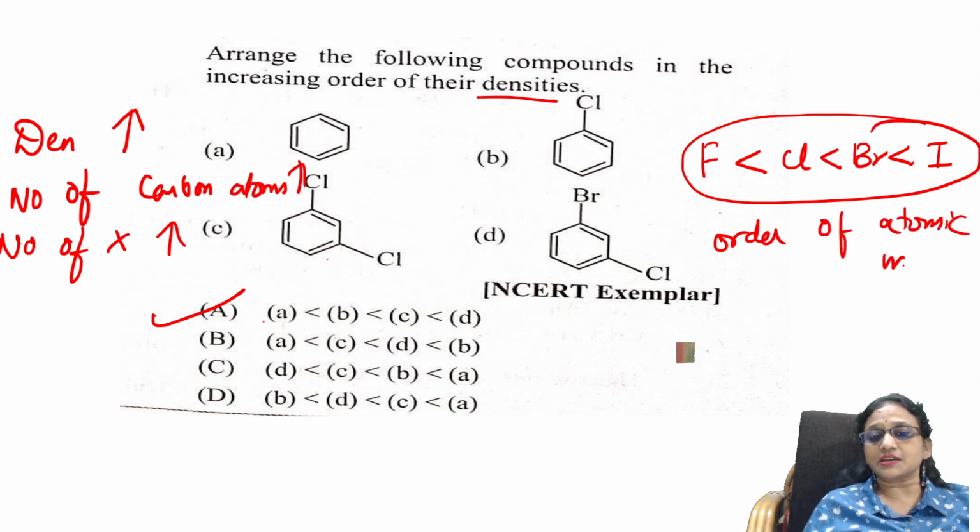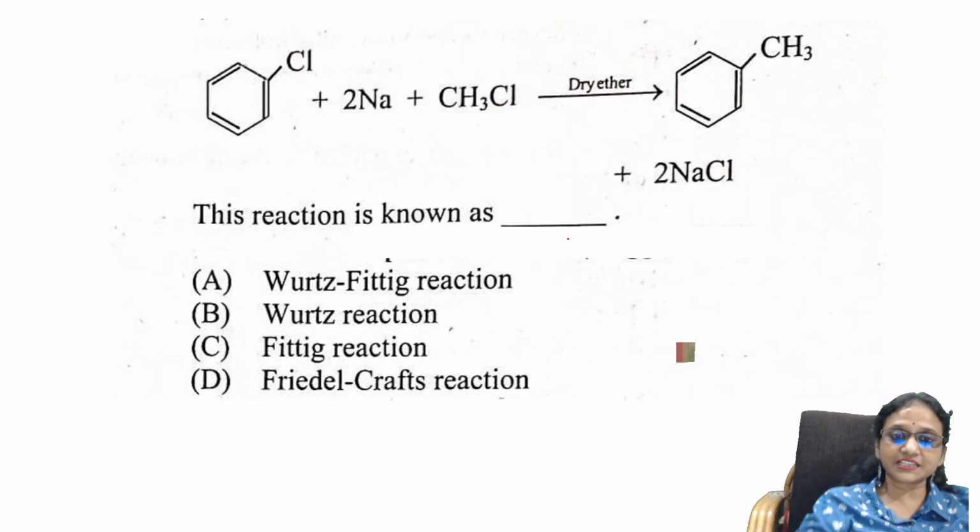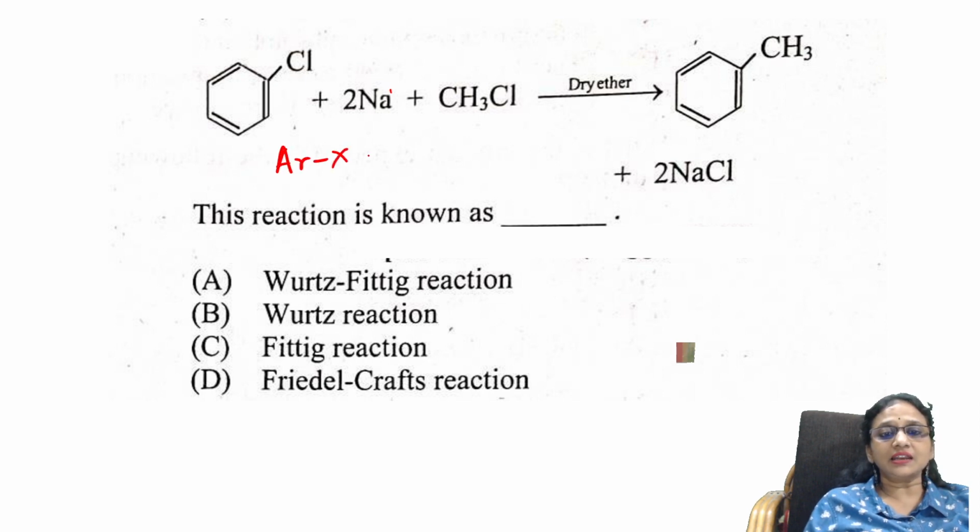So, the one with the most halogen mass will have more density. Why? Density is equal to mass by volume. So when mass is more, density also is more. You see? Next question. They asked me increasing order. This will be more. Next question. Chlorobenzene plus Na plus CH3Cl. Okay, what is this reaction? Here you're combining one aryl halide with sodium metal and with an alkyl halide.